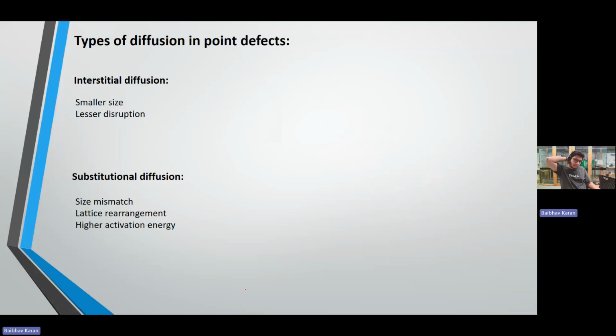But in a substitutional diffusion, what is happening? There is a size mismatch at a lattice point, and the lattice has to rearrange itself, which requires higher activation energy.